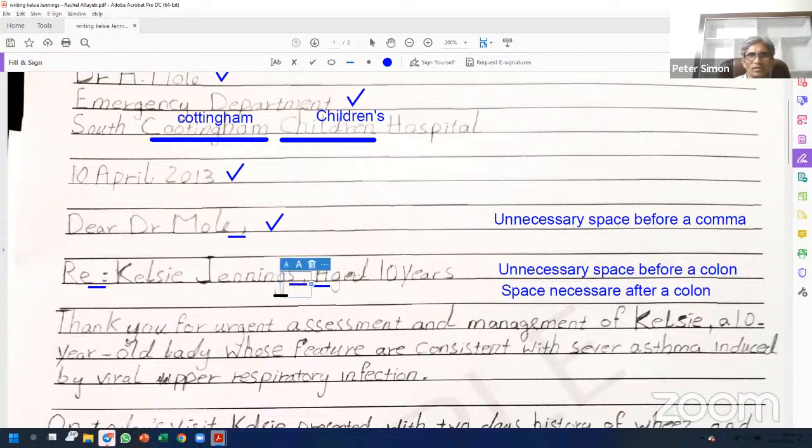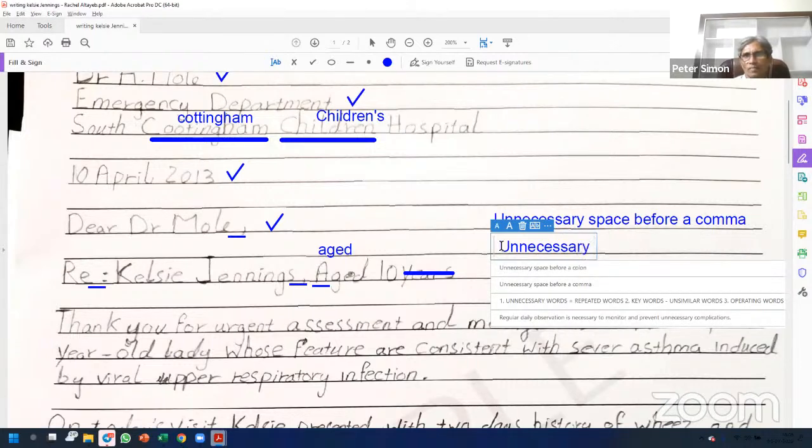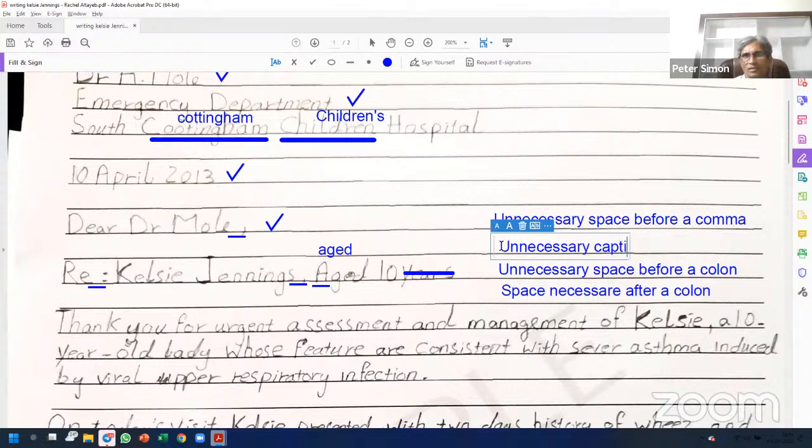So Kelsie Jennings, aged 10 years. 10 years is not required. Age means it is understood. Normally aged is years only; months or days, that is different. So aged should be a small letter. Aged 10, that is enough. No need for years. Unnecessary capital letters after a comma. Unnecessary capital A. Unnecessary capitalization.